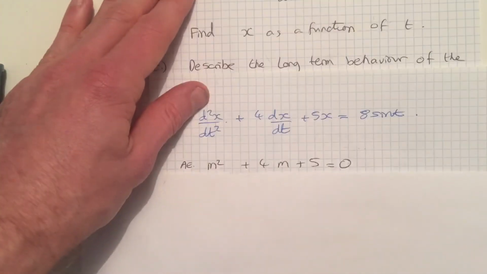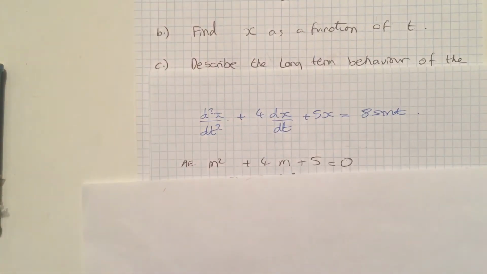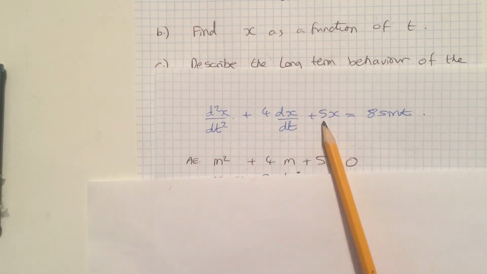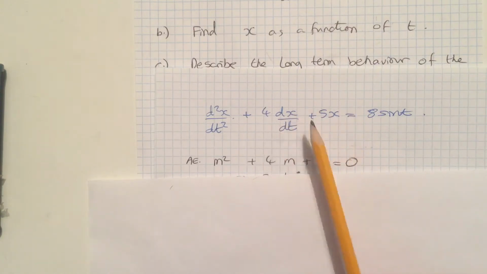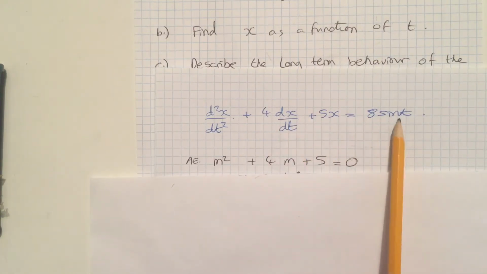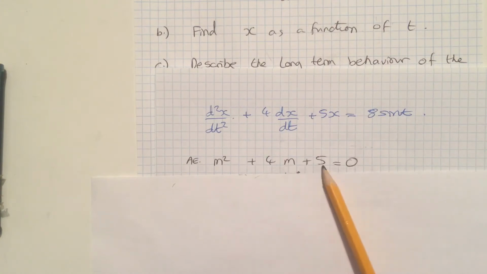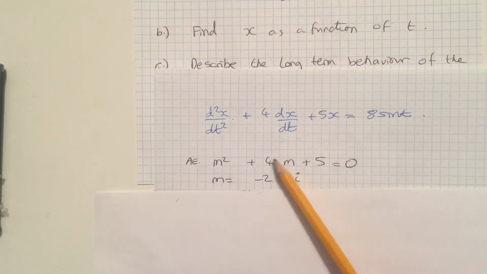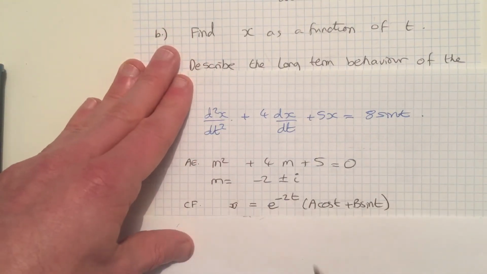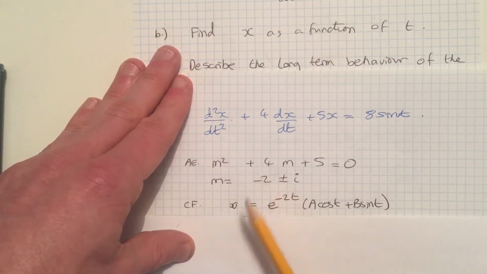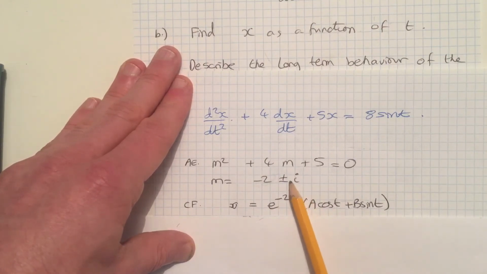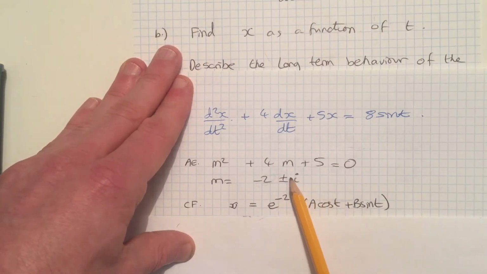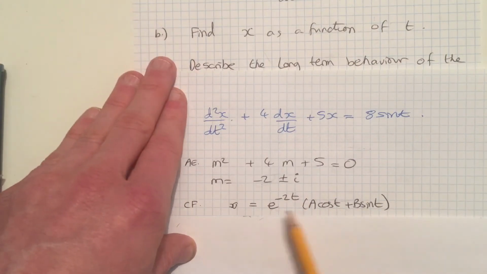So we want to solve this equation now. So my auxiliary equation, with the left-hand side here made equal to 0 to begin with, is this. The two values of m will be -2 plus i and -2 minus i. These are the two solutions to that auxiliary equation, which I know then gives my complementary function to be e^(-2t)(a cos t plus b sin t). So this is my complementary function.